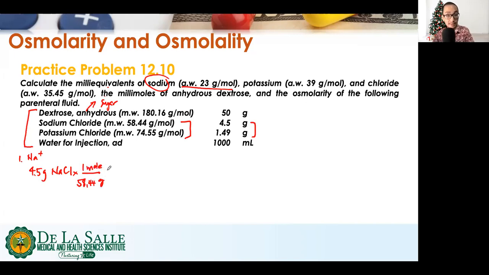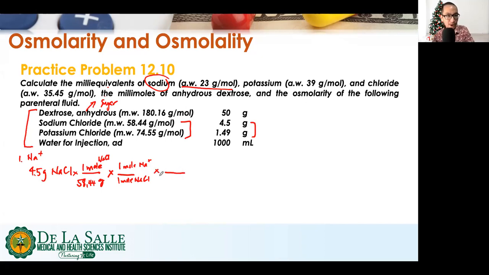So, this means 1 mole of sodium chloride weighs 58.44 grams. Okay? Next, we know that 1 mole of sodium chloride also contains 1 mole of sodium ion. So, it also contains 1 mole of sodium ion. Now, do I need to use the atomic weight of sodium? Yeah, so look at what I'm going to do.